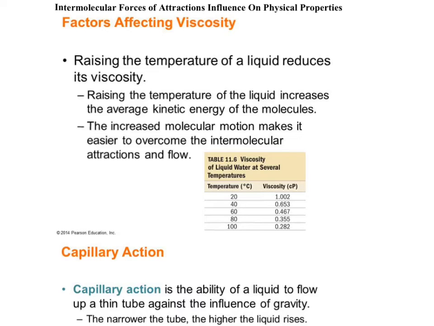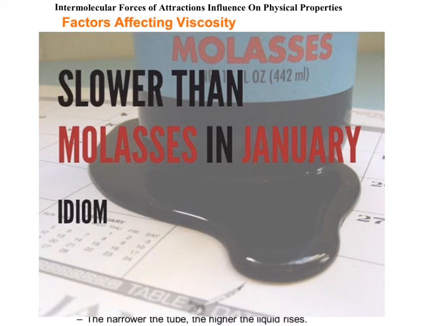As a little aside, I want to give you the following challenge. I want you to think about this and be able to explain it. Perhaps you have heard of this idiom: it's slower than molasses in January. I would like you to be able to explain this using kinetic molecular theory. What does this mean in terms of kinetic molecular theory?